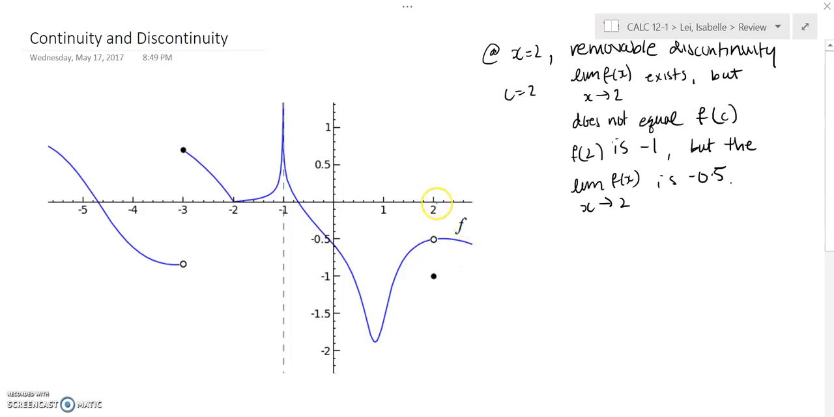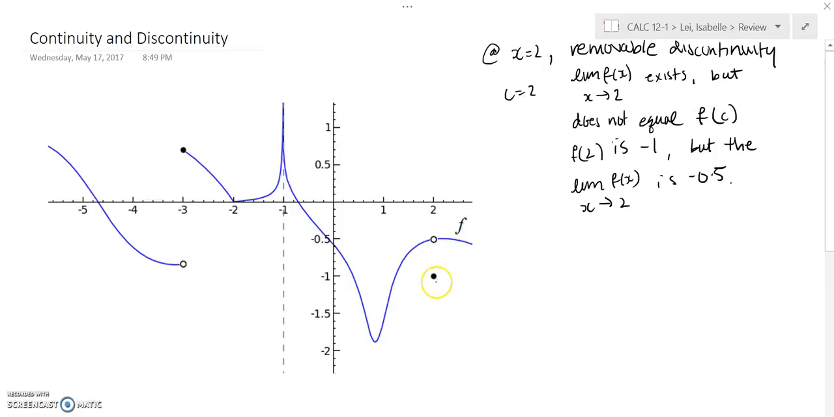f of c. So at x equals 2, y equals -1, and negative 0.5 actually doesn't exist on the graph. But the limit of f of x as x is approaching 2 from both sides is negative 0.5. So when we have this type of discontinuity, we can redefine the function of f of x to become f of c at that point.